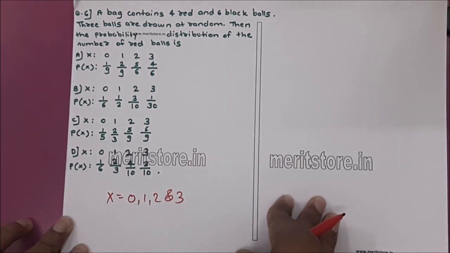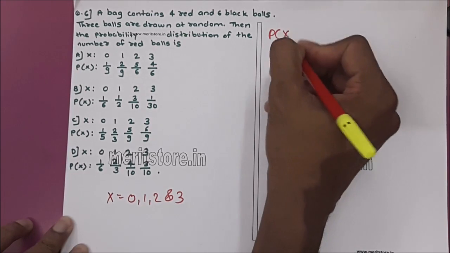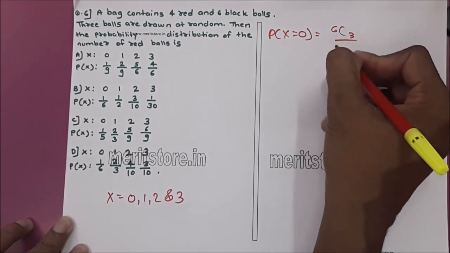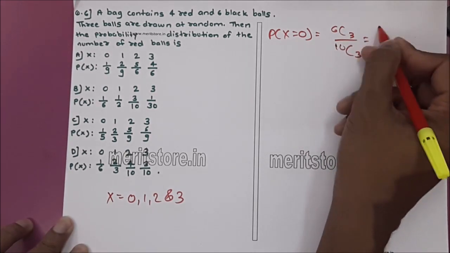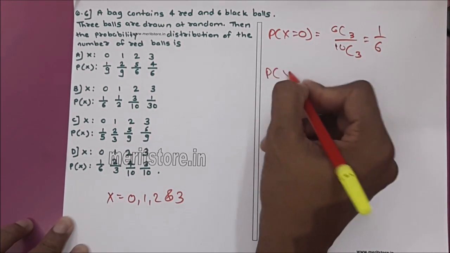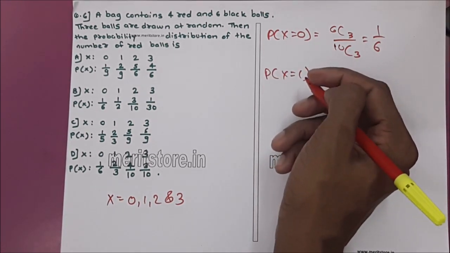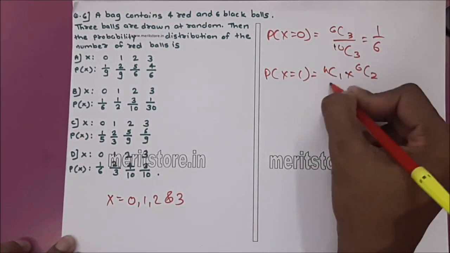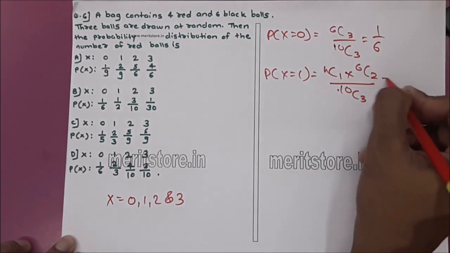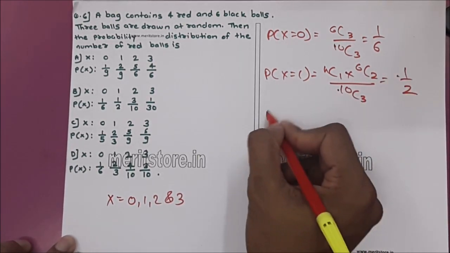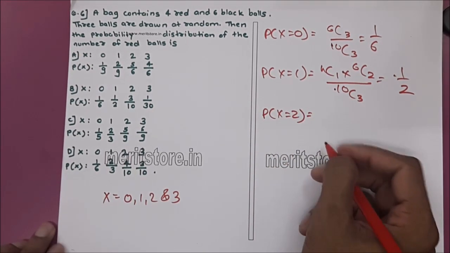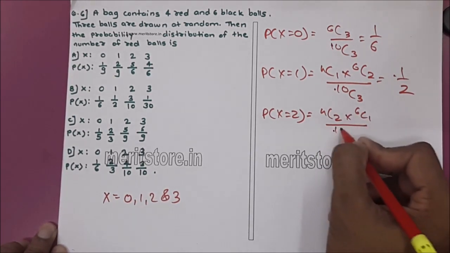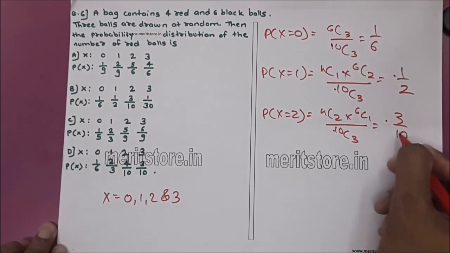So we use the combination formula in this. For P(X = 0), which is the probability of getting no red ball, 6C3 over 10C3 is equal to 1/6. For P(X = 1), the probability of getting one red ball, we solve 4C1 times 6C2 over 10C3, equal to 1/2. For P(X = 2), the probability of getting 2 red balls, we get 4C2 times 6C1 over 10C3, which is equal to 3/10.